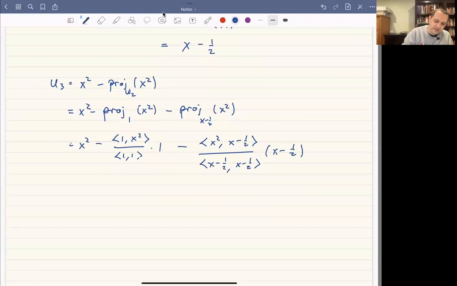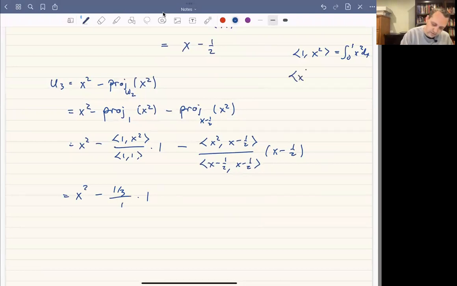And then these inner products, so 1 with X squared is going to be the integral of X squared from 0 to 1. So that's going to be 1/3. The inner product of 1 with itself is just 1. And then we need to compute the other ones too.